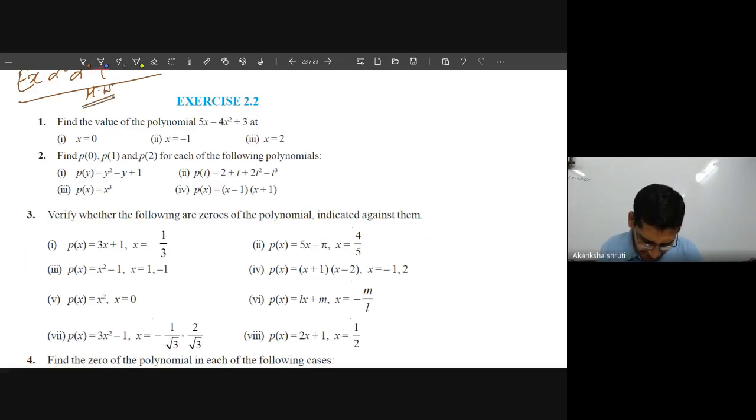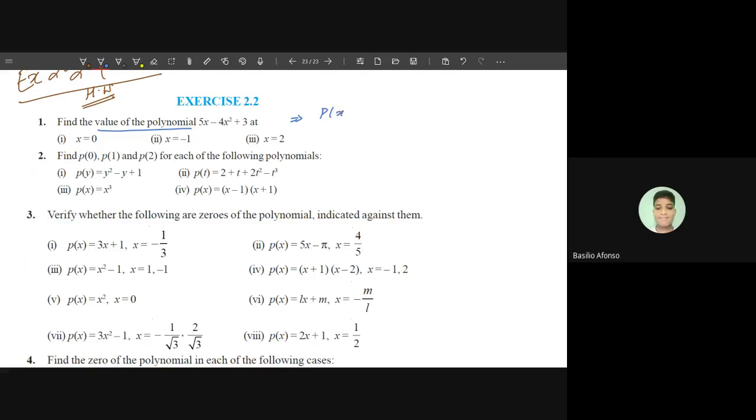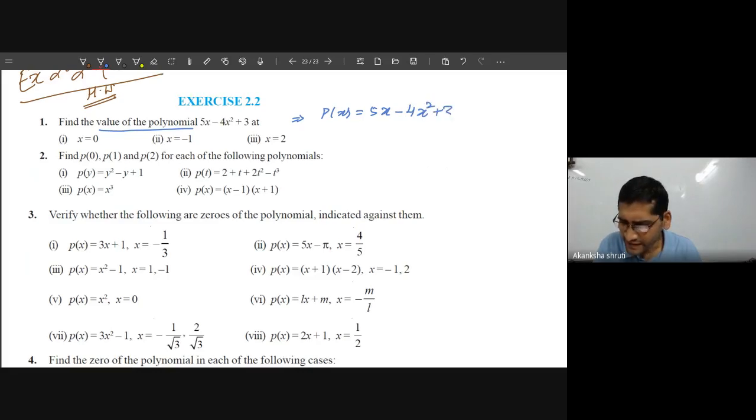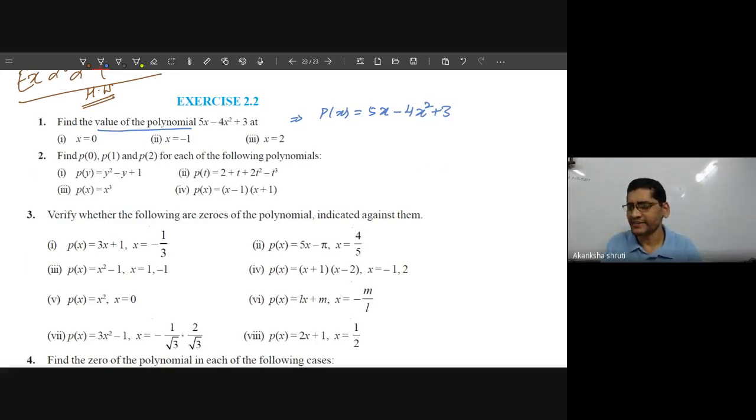So students, find the value of the polynomial. Here, p(x) is given, so we have to substitute the x value. It is 5x minus 4x square plus 3. The x square term may be given as the first term or at any place, that doesn't matter.